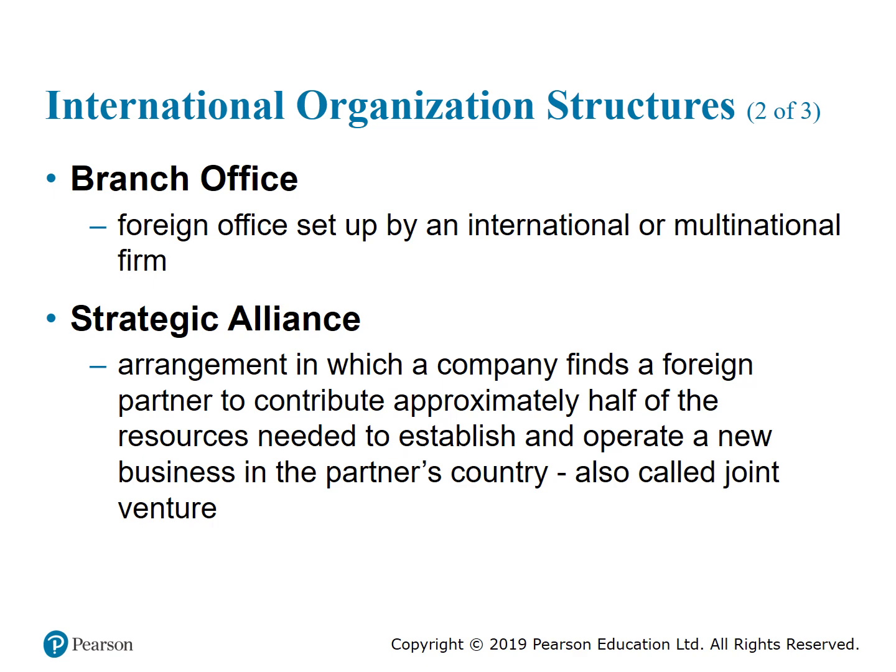Now, let's move on to strategic alliances. Strategic alliances is also called joint venture. It happens when two or more businesses work together to create a win-win situation. It is an arrangement in which a company finds a foreign partner to contribute approximately half of the resources needed to establish and operate a new business in the partner's country. It is an agreement between countries, and they decided to share their resources to undertake a specific mutually beneficial project.